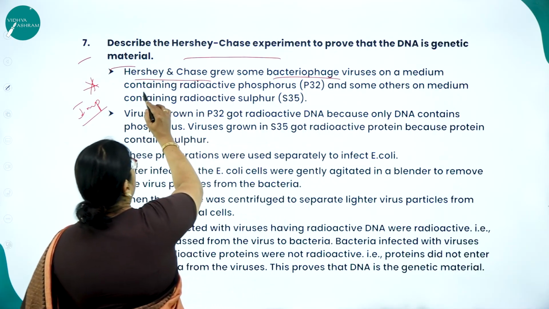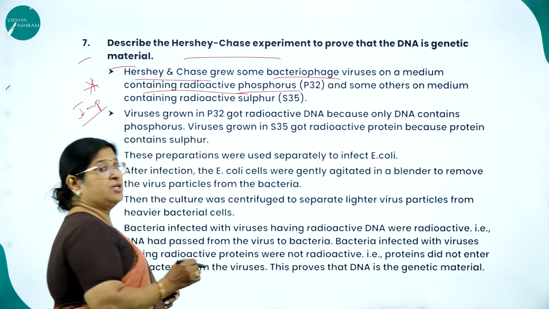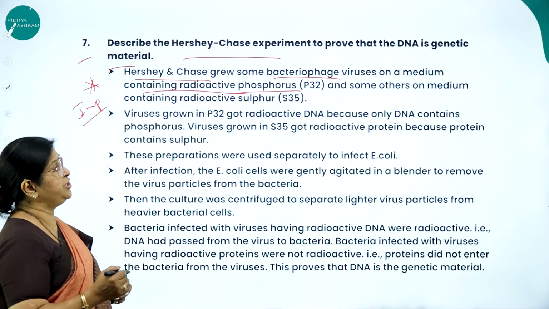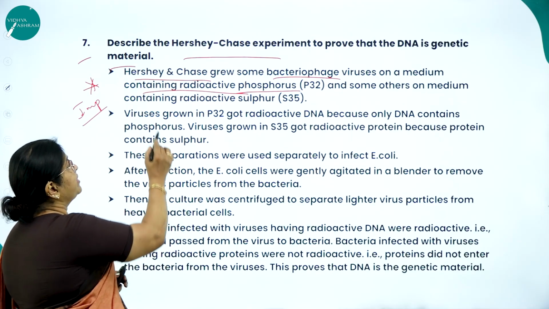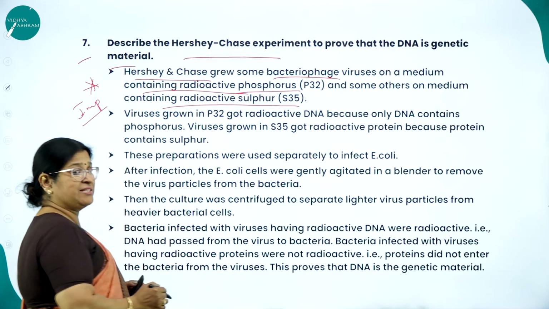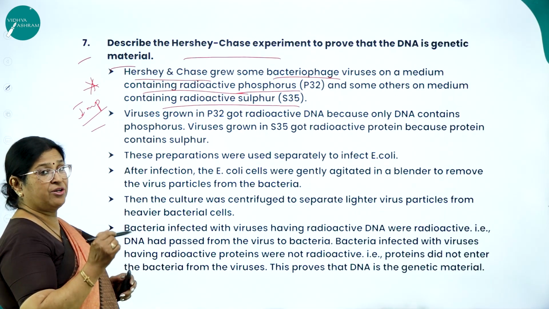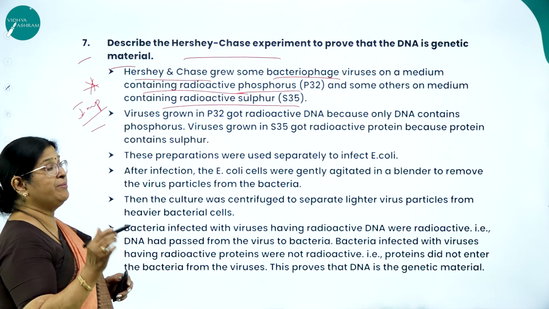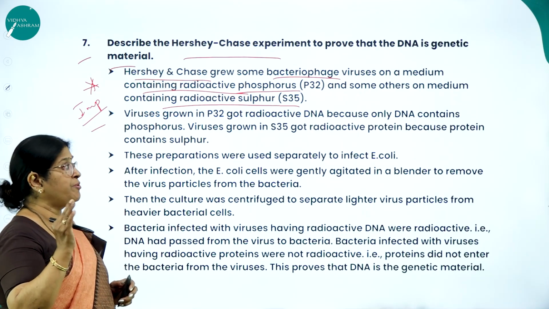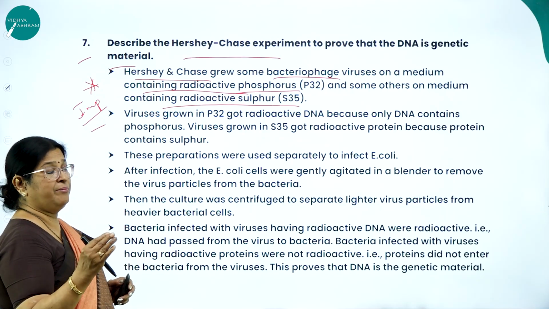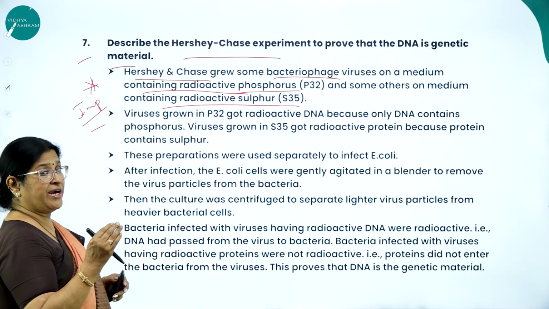Viruses on a medium containing radioactive phosphorus, that is P32, phosphorus 32, and some others on a medium containing radioactive sulfur, that is S35. So what did he do? Hershey and Chase grew some bacteriophage viruses on a medium containing what? Radioactive phosphorus, and some others on a medium containing radioactive sulfur.